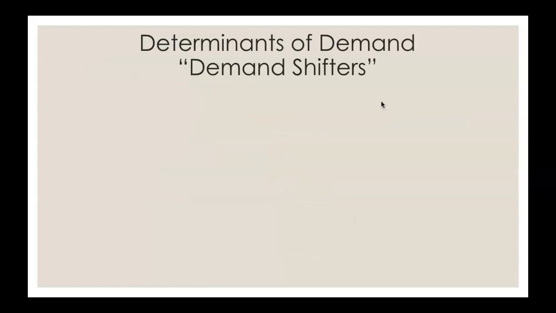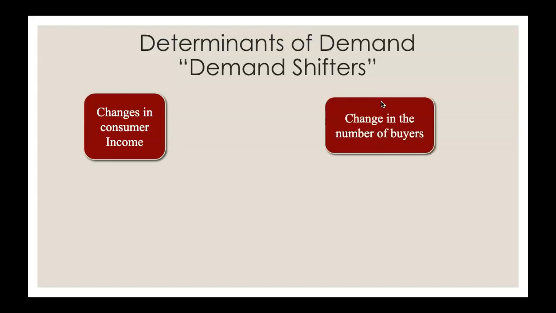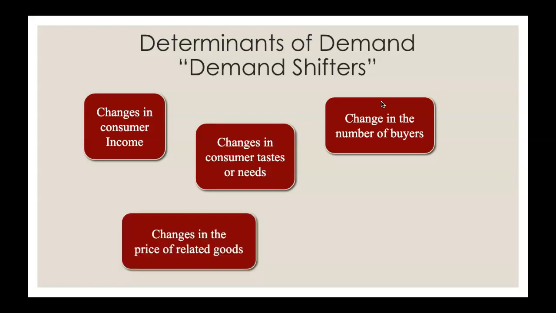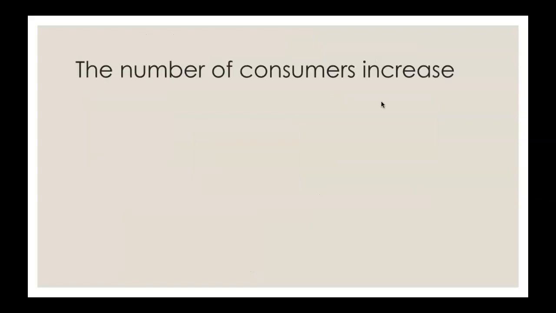So some determinants of demand that we're going to go over today include changes in consumer income. That means your income. Change in the number of buyers, meaning the change of a population or change of a specific type of population. Changes in taste. Styles come and go, and that affects demand and shifts that curve to the left and right. Changes in the price of related goods. So this is a change of price, but not of the good itself. It's a change of price of a substitute good or a complementary good. And then changes in consumer expectations for future prices. Again, this isn't a change in price, it's what people expect to happen in the future, and that can shift the demand curve to the left or the right.